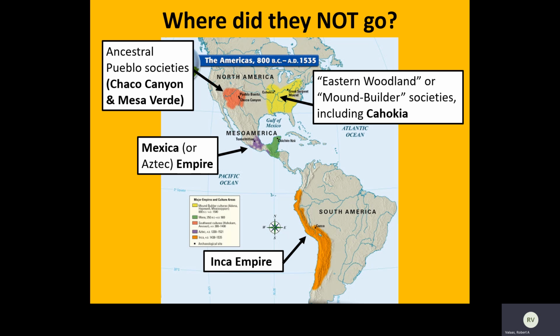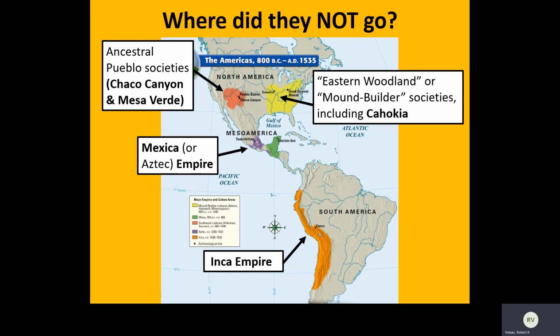In North America, they could have traveled in what's now the American Southwest and visited the ancestral Pueblo societies, Chaco Canyon and Mesa Verde, for example, the ancestors of those who in the next era will go on to launch the Pueblo Revolt against Spanish rule. They could have, though they didn't, visit the vast territory of the loosely affiliated Eastern Woodlands or Mound Builder societies of what's now the Eastern United States, including Cahokia, a fairly powerful trading city in what's now Illinois.